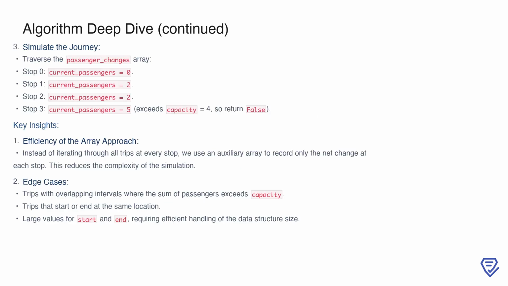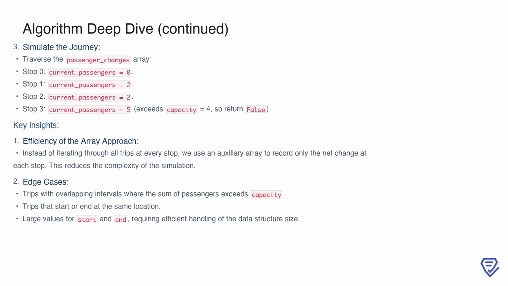Using the passenger_changes array, we simulate the journey. Starting with current_passengers at 0, we traverse the array. At stop 0, the count remains 0. At stop 1, it increases to 2. At stop 2, it stays at 2. At stop 3, it rises to 5, which exceeds the given capacity of 4. As a result, the trip is deemed infeasible, and the algorithm returns false.